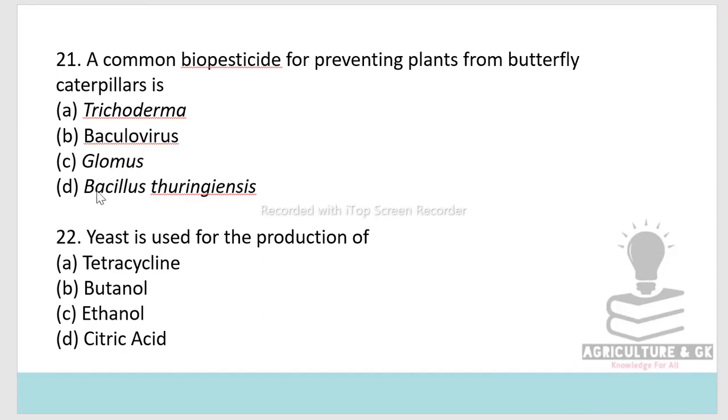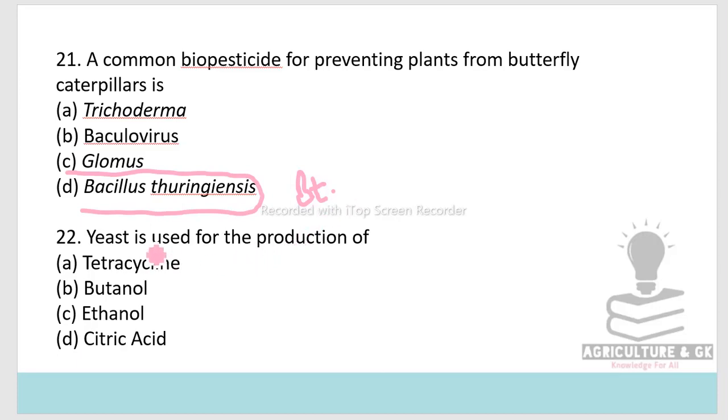So our answer is Bacillus thuringiensis, also known as BT. It is used in cotton, mustard and brinjal. So we have Bacillus thuringiensis, which is used as a biopesticide for preventing plants from butterfly caterpillars, and it is used in cotton, mustard and brinjal. BT cotton, BT brinjal and BT mustard, we have read about it.